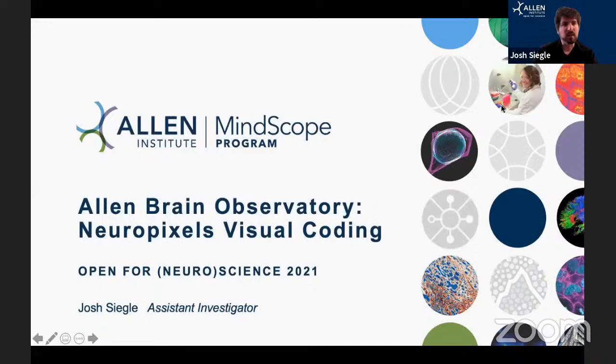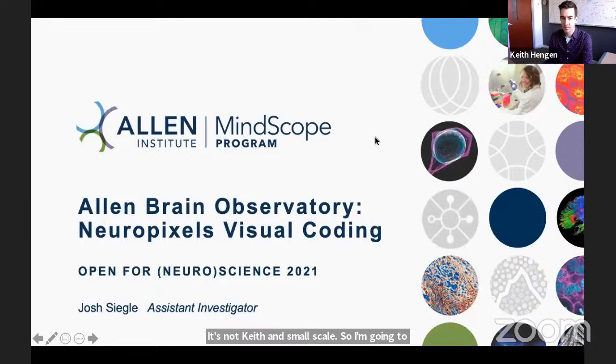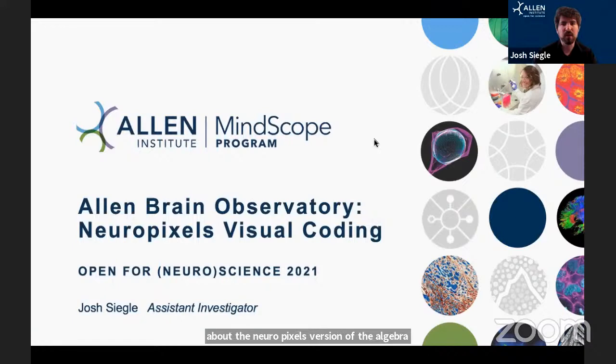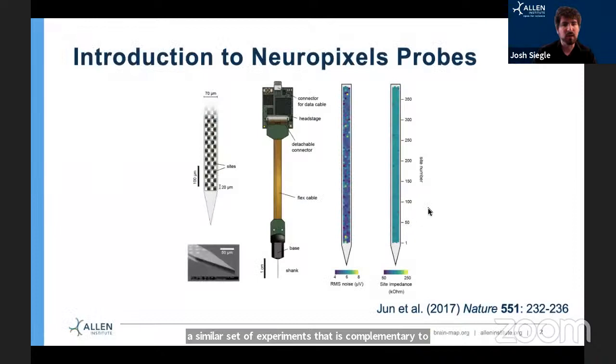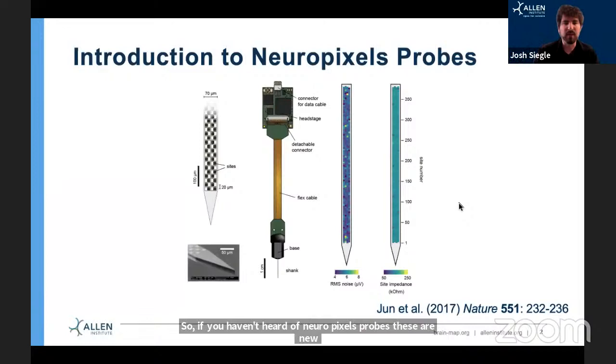So I'm going to talk about the Neuropixels version of the Allen Brain Observatory. This is a similar set of experiments that is complementary to the two-photon experiments that Saskia just told you about. If you haven't heard of Neuropixels probes, these are a new type of silicon probe that's used to record electrical activity from the brain.